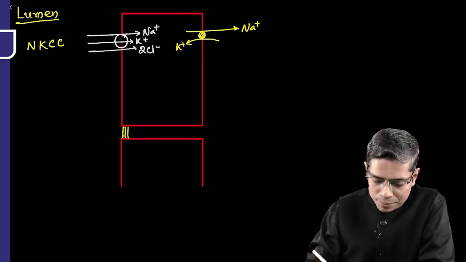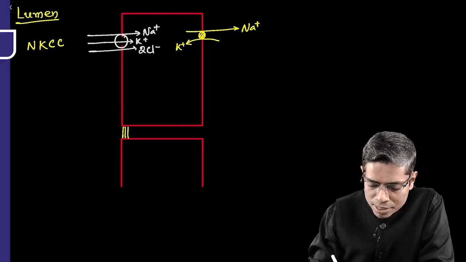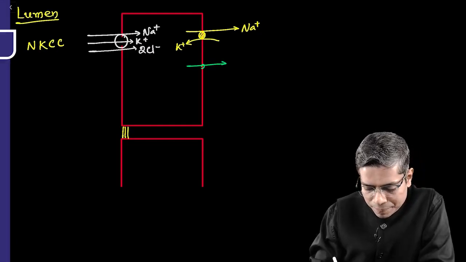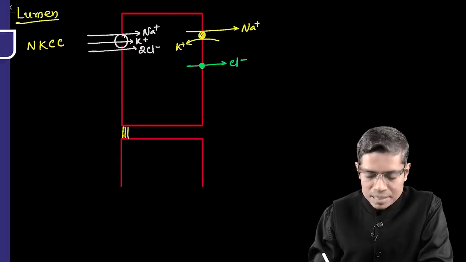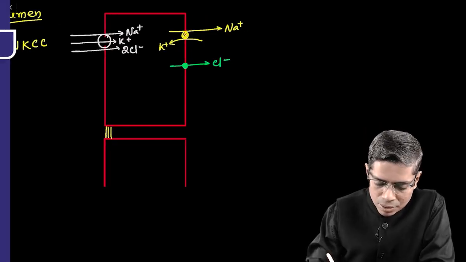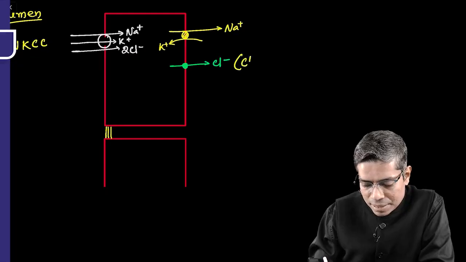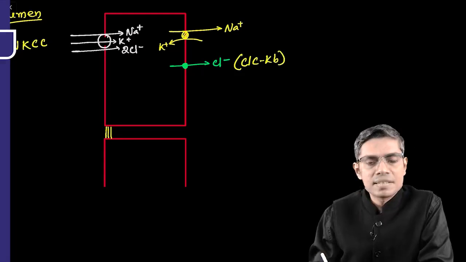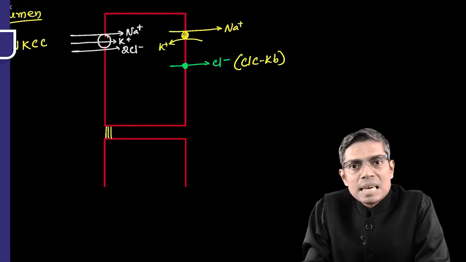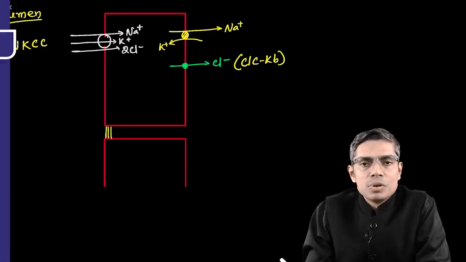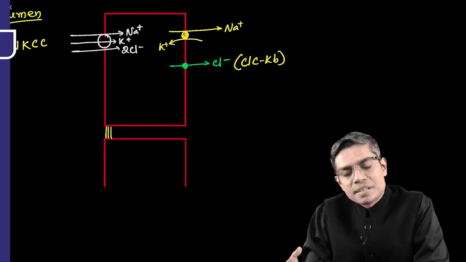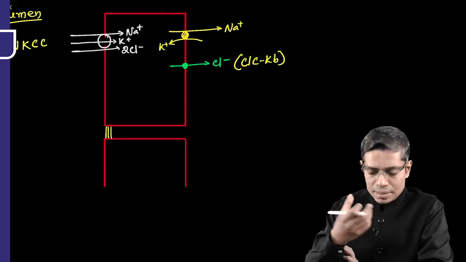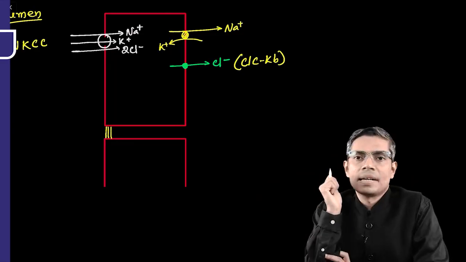How will the chloride be reabsorbed? I'm coming to potassium a little later. Chloride will be reabsorbed into the peritubular capillary blood by a separate channel. This channel is known as CLC-KB, a chloride channel, KB subtype, which is on the basolateral aspect of the cell, and this channel specially reabsorbs chloride from the cell cytoplasm to the level of capillary blood.